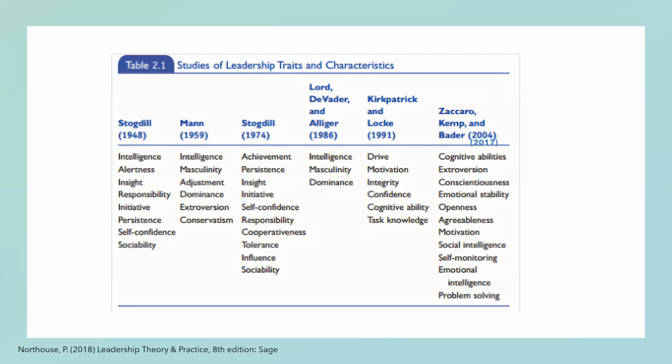This study focuses on identifying natural qualities and characteristics from different social, political, and military leaders. When we glance over the chart, you can see that certain traits are repetitive. Intelligence is on here a lot. I think masculinity was a couple times.